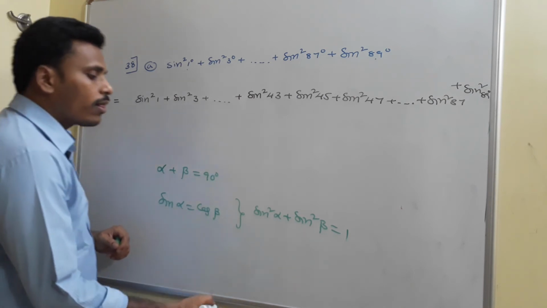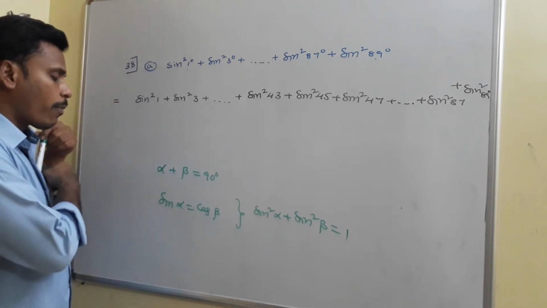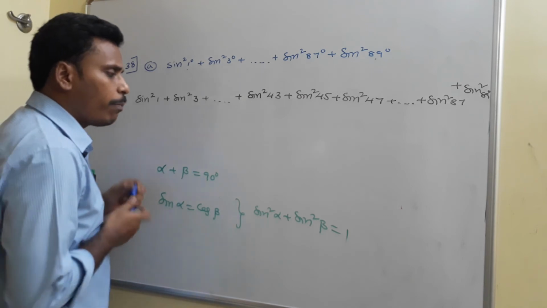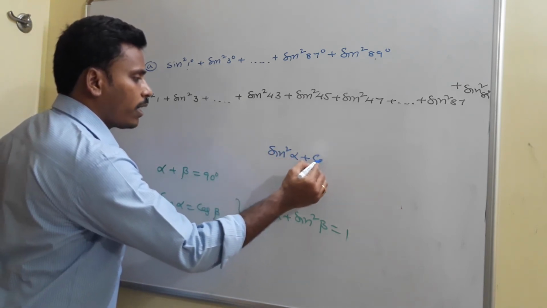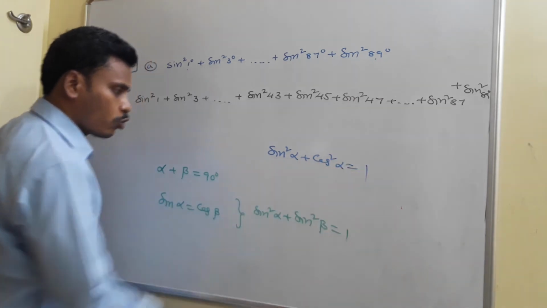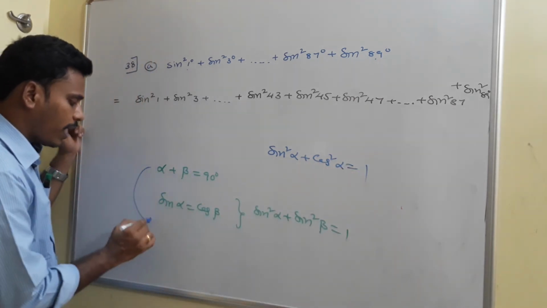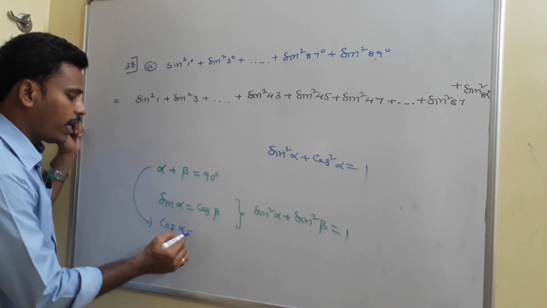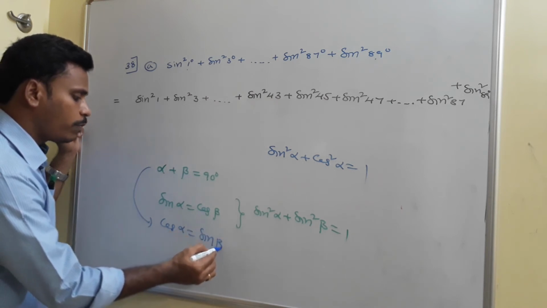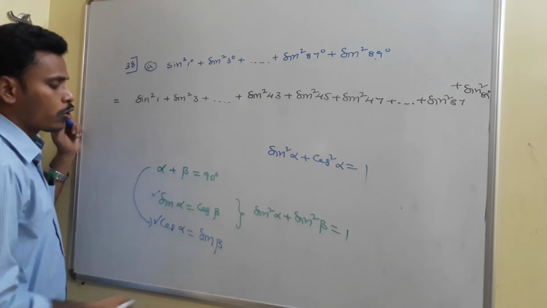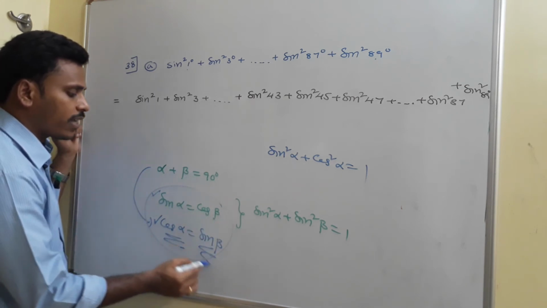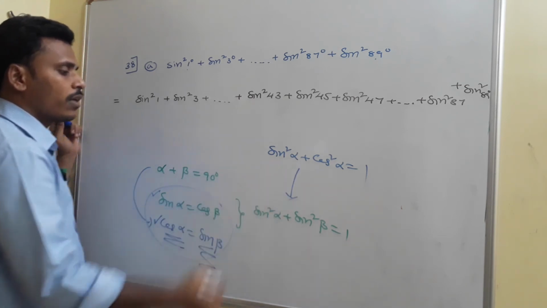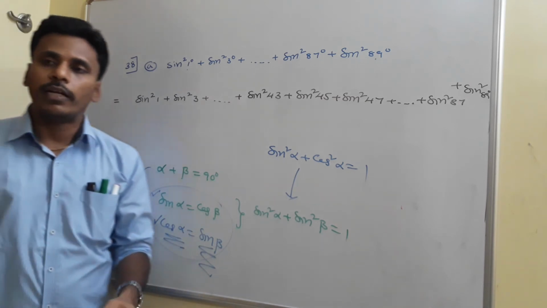Actually, for all angles, the basic trigonometric identity we always keep in mind is sin square alpha plus cos square alpha is equal to 1. But if alpha plus beta is equal to 90, we have that sin alpha is equal to cos beta and cos alpha is equal to sin beta. These two I have. Then you just replace cos alpha with sin beta here. Then it becomes sin square alpha plus sin square beta equal to 1.